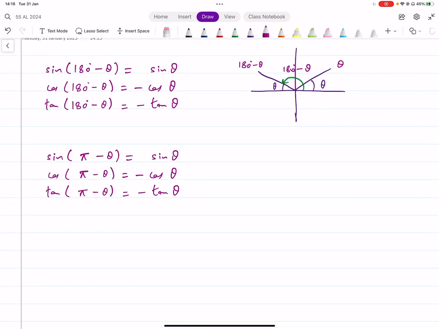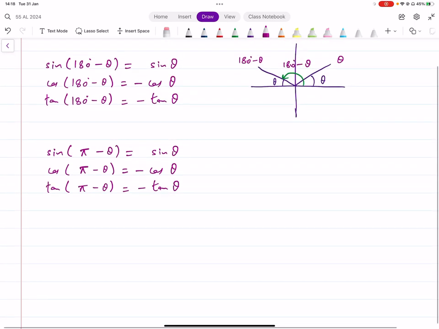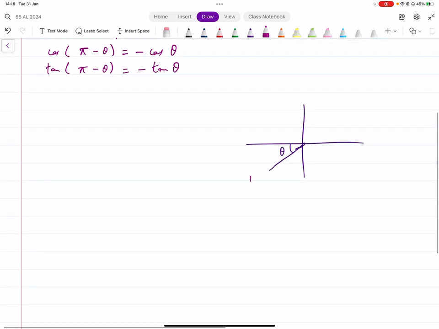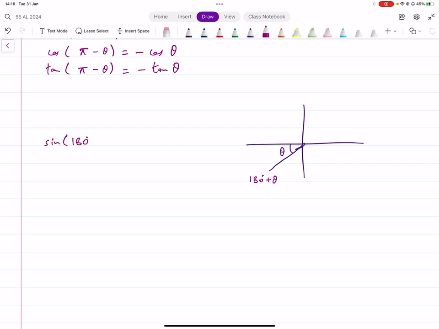Similarly, if we go in the third quadrant, what is this going to look like? If this angle is theta, then what angle is formed here? 180 plus theta. The basic angle is theta, right? Let's write down these identities. Sine of 180 plus theta is equal to minus sin theta, because sin is negative in the third quadrant.